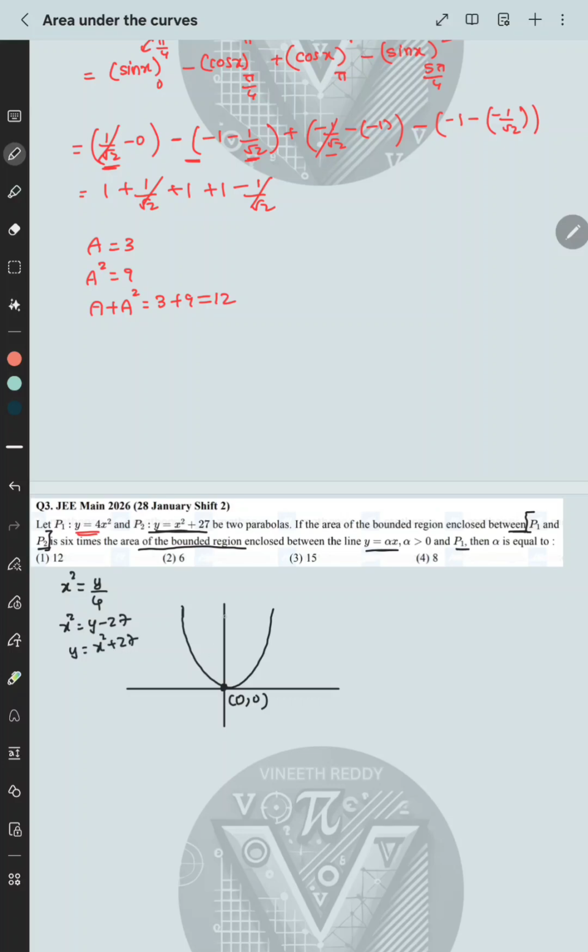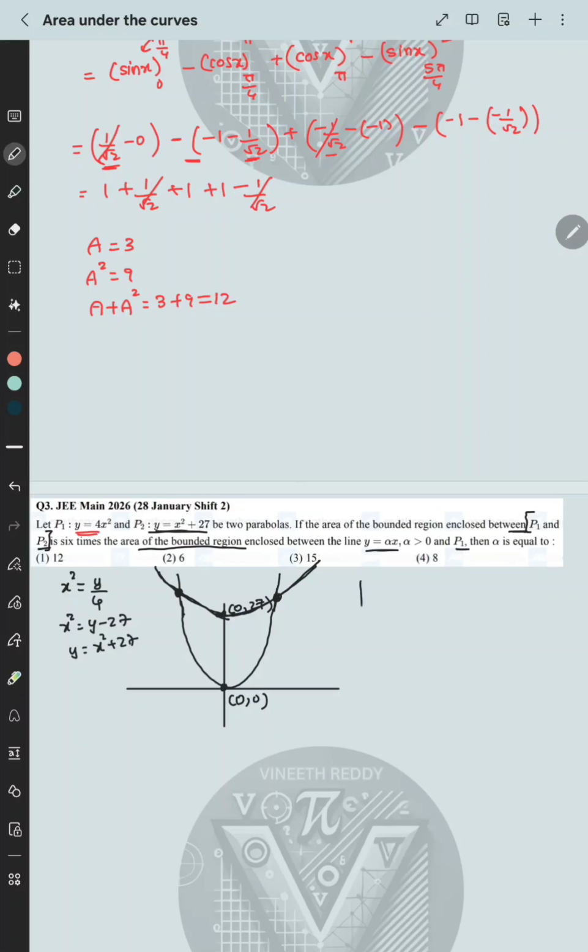So it should be cutting here, and it does not cut the x-axis and it will be facing upwards, so it will be something like this. Actually rough graph draw कर रहा हूँ मैं, something like this होगा, right? I think yeah. Now these two are intersecting somewhere.